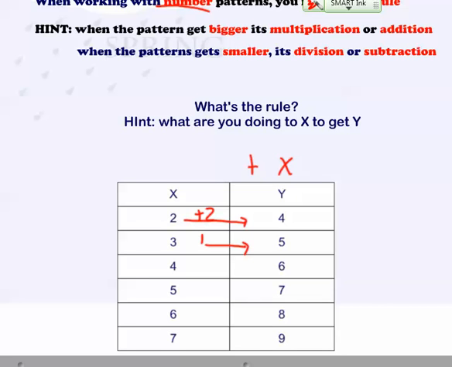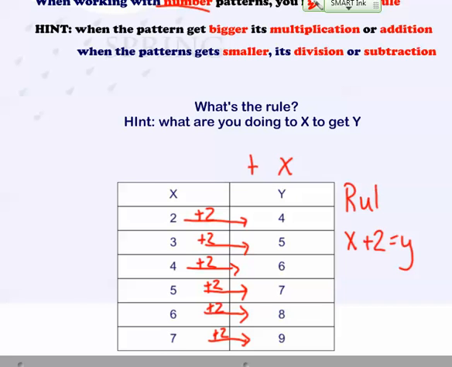Well, is 3 plus 2 5? Yeah. Is 4 plus 2 6? Yes. Is 5 plus 2 7? Yes. Is 6 plus 2 8? Yes. Is 7 plus 2 9? Yeah. So what I'm doing is I'm taking my x values, I'm adding 2, which gives me my y values. This is my rule.